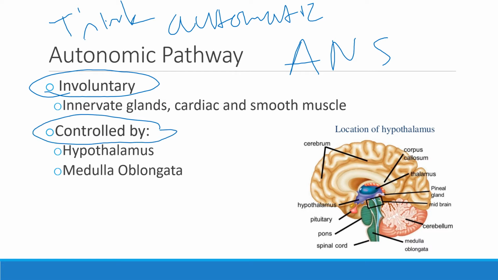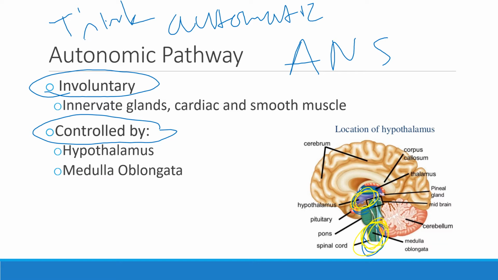The autonomic nervous system is involuntary and is controlled by the hypothalamus and the medulla oblongata. So here's your medulla oblongata, and then here is your hypothalamus here. Let me change to yellow. Let's see if that helps. Yeah, there's your hypothalamus, and there's your medulla oblongata. So you can see those, they're part of that brain spinal cord situation.